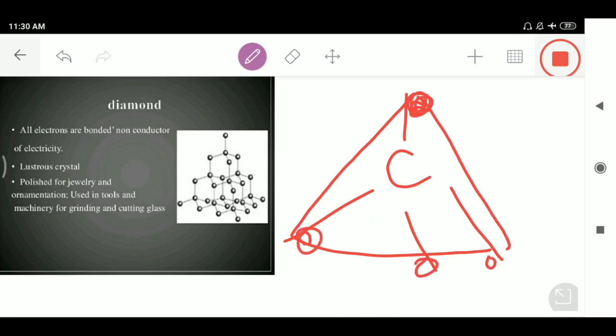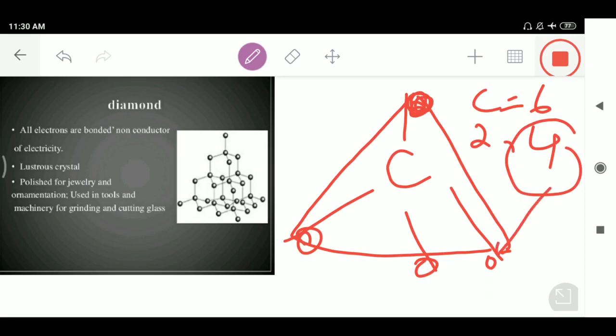Carbon has an atomic number of 6. In the first shell it contains 2 electrons, in the second shell it contains 4 electrons, and these 4 electrons are directed towards the four corners of the regular tetrahedron. And these four valencies, the central carbon shares with other carbon atoms and gives diamond a definite structure. And there is no free valency. These four valencies are occupied: valency number 1, 2, 3 and 4. There is no free valence electron.